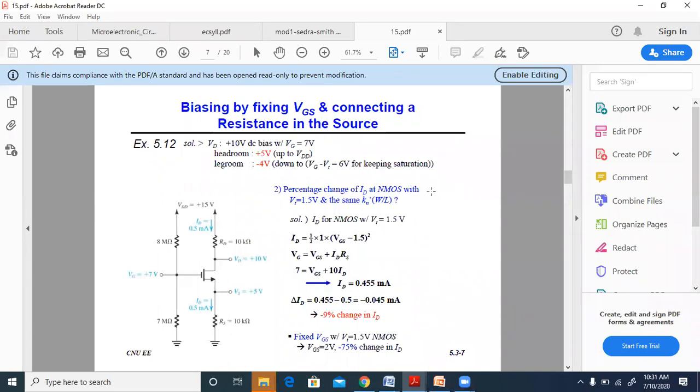So percentage change in ID is what we want for VT equal to 1.5. So it's trying to write the equation for 1.5, and again this same thing here. So for both these you'll get this. I think in the class I might have solved it, and I got both the values of ID. One value of ID is not feasible. Only this value of ID is feasible, and for that we'll get a percentage change of minus 9 percent.